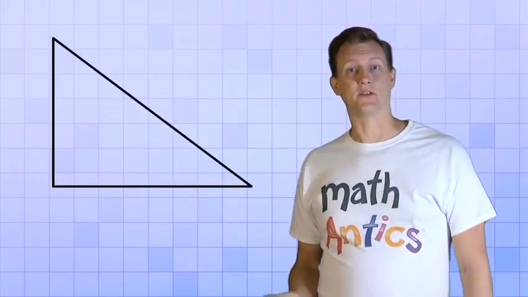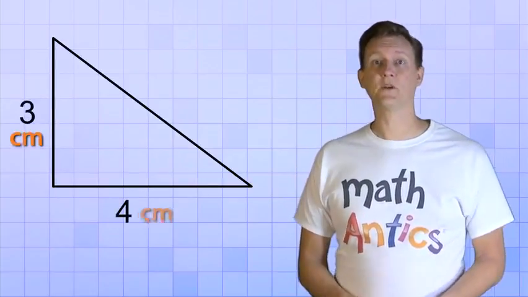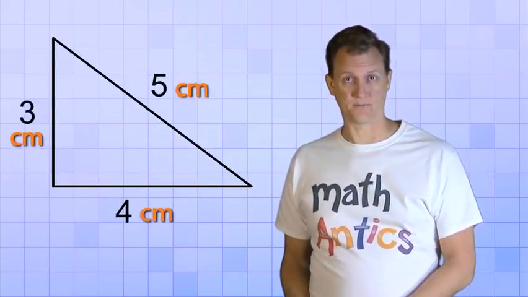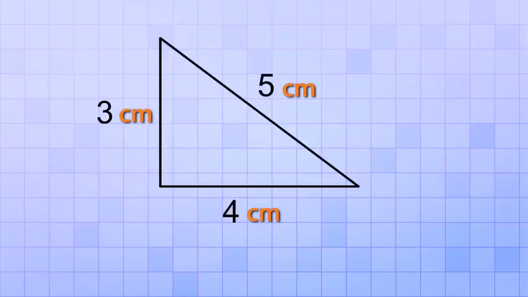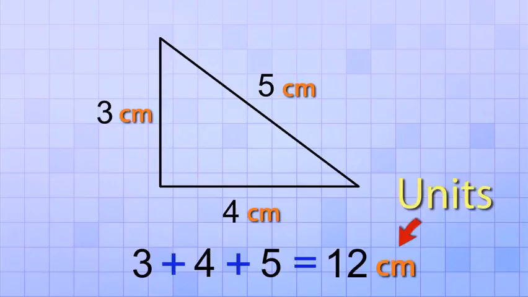This triangle has 3 sides that are each a different length: 3 centimeters, 4 centimeters, and 5 centimeters. Now, to find the perimeter of the triangle, all we have to do is add up the lengths of those 3 sides. 3 plus 4 plus 5 equals 12. But don't forget, it's not just 12, it's 12 centimeters. Always remember to also put down the units of the perimeter. Okay, that was easy. Let's try another one.